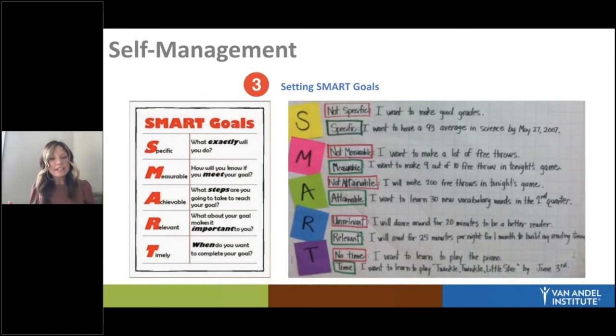Now the last one, and this is really important, is timely. If it's not timely: I want to learn to play the piano. There's no specific time given there, but if we want to make it timely, we can say I want to learn to play Twinkle Twinkle Little Star by June 3rd. Again, this is a great way to have actionable items that students can take to reach a goal, and it really helps them develop a road to get there, right? It's very specific and actionable, and that's really important to think about when we're talking SMART goals.